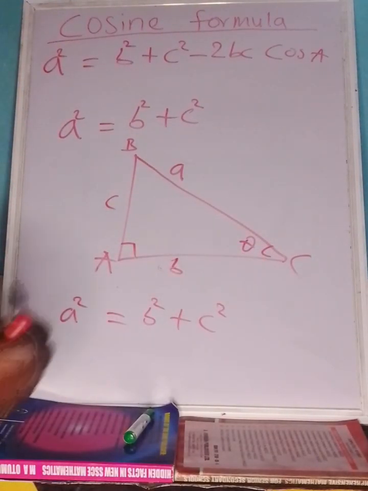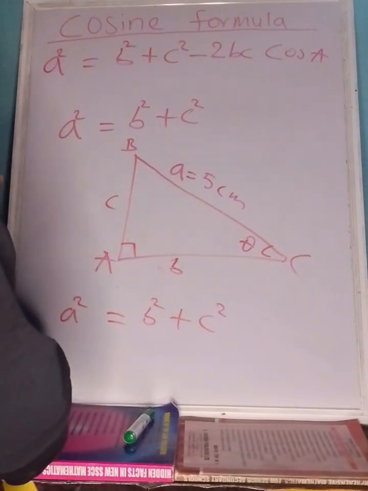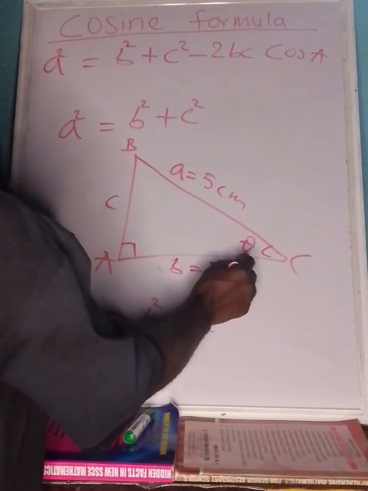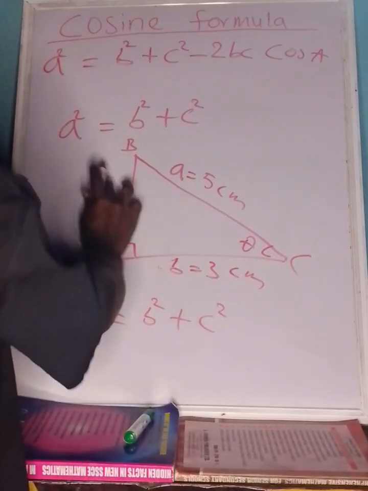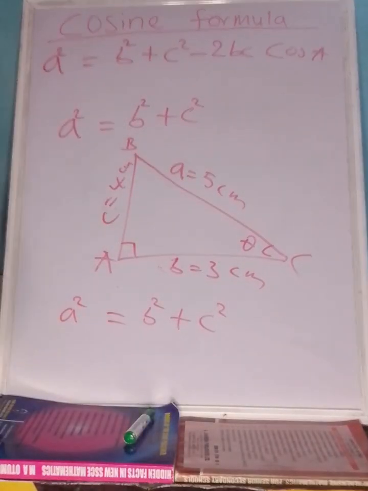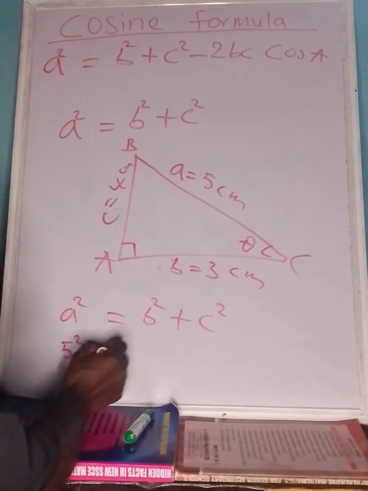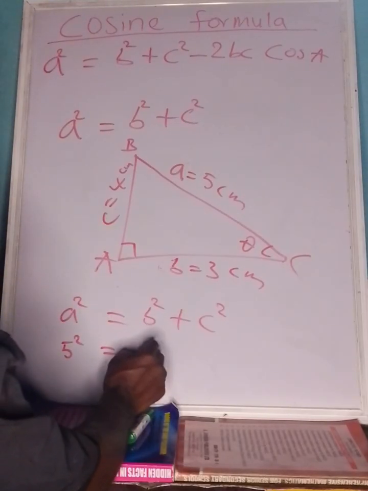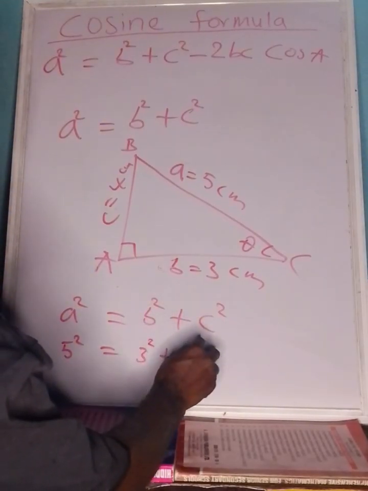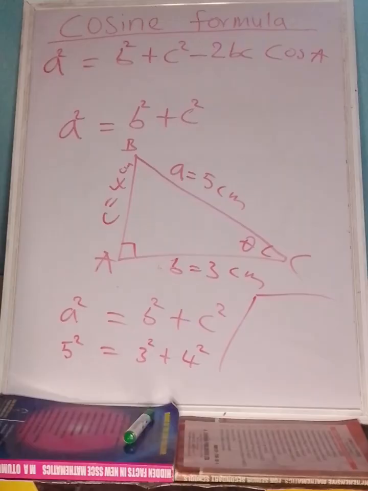So take for example, if our A is equal to 5 centimeters, then let's say our B is equal to 3 centimeters, and our C is equal to 4 centimeters. For example, they are telling you that the square of 5 is the sum of the square of 3 and the square of 4. If we should finish the work, the square of 5 is 25.